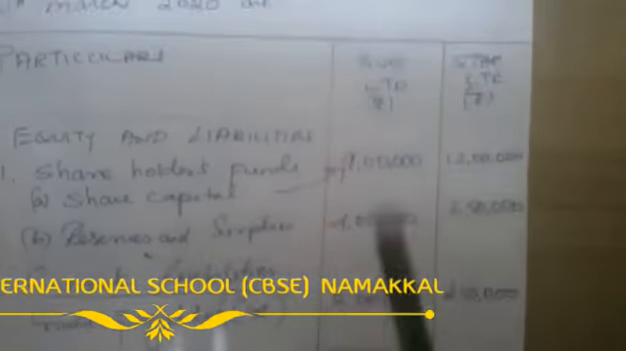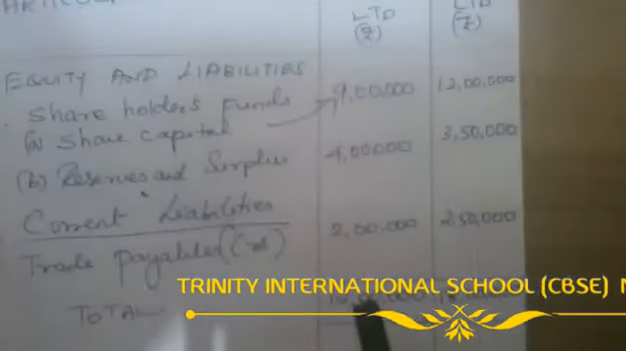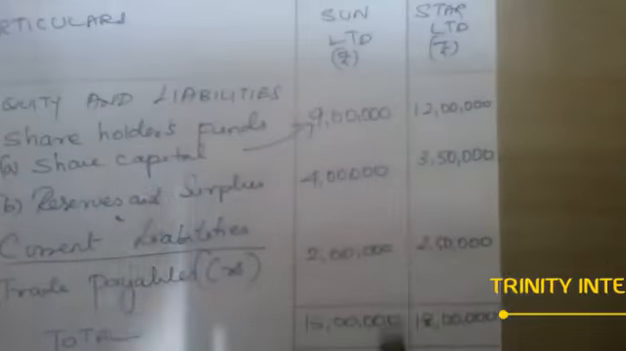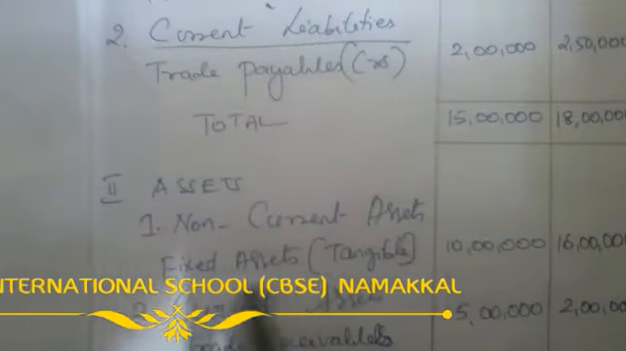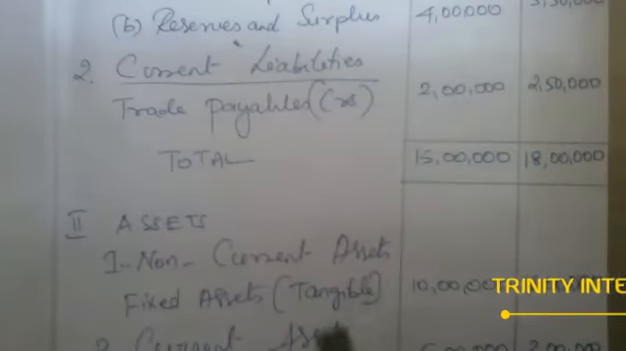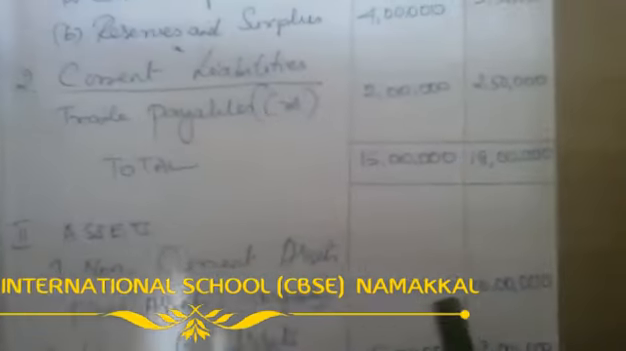The total comes under Sun Limited 15 lakhs for the liability side, then Star Limited 18 lakhs. Okay, it's the asset side. So non-current assets, fixed assets, tangible. You already know what you mean by tangible. Tangible, it is visible. Okay, so 10 lakhs and 16 lakhs.